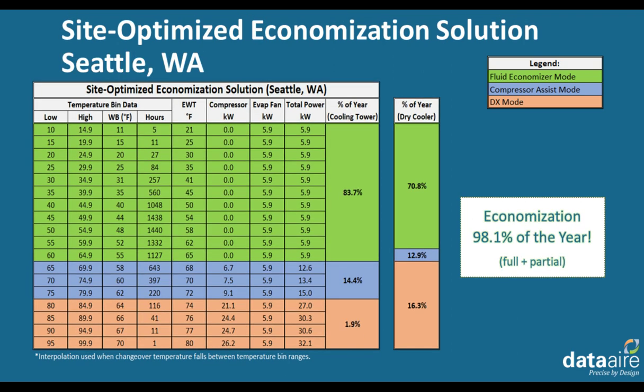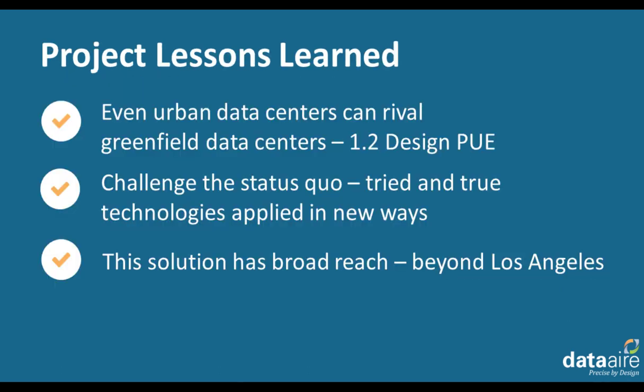And the last example I have here is Seattle. So Seattle, obviously, it's quite a bit cooler, but to show you that in the northern states and northern cities, you can get a huge percentage of the year in free cooling. So 83% of the year in this scenario. So that's all I have. I'll turn it back over to Eric.